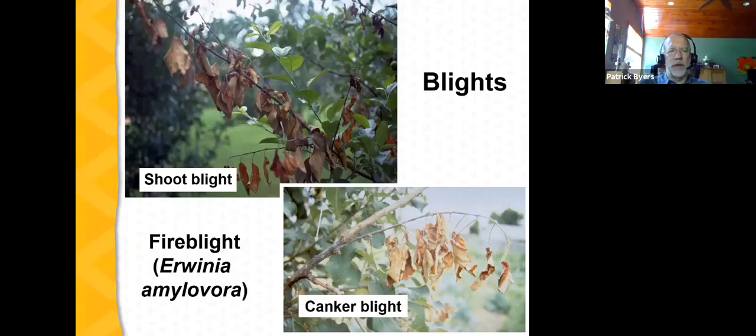This is an example of a bacterial disease, fire blight on apples. Once the fire blight bacteria enters the tree, it then moves into the vascular conducting tissue of the tree. It forms these polysaccharides that basically plug the conducting tissue of the tree. The response of the tree, of course, is to be blighted and die from that point on. Sometimes we have what's called shoot blight. We can also have canker blight on the larger branches of an apple tree. But again, these are examples of blights caused by a bacteria.